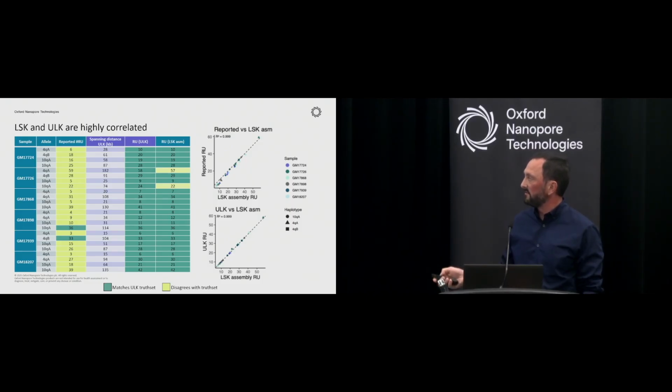And then the assembled reads in the last column, it matches in every single case except for two. And in each one of those, it's off by one repeat and off by 2 repeats. So probably the assembler is collapsing on those 2 cases. But importantly, they're all correlated really highly with each other. So the ULK and the LSK is super highly correlated, as well as correlation to the Coriell data set.